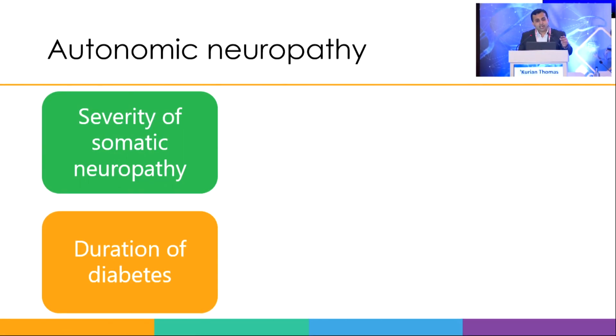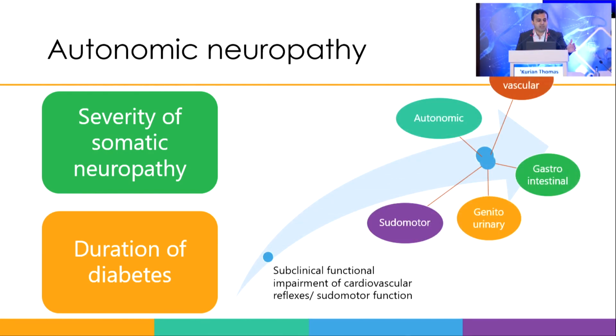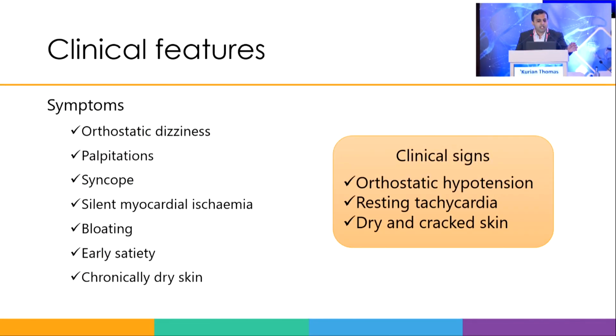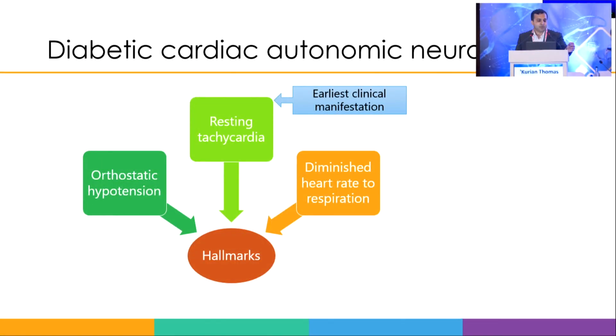So autonomic neuropathy, again a manifestation of small fiber neuropathy, depends upon the severity of the somatic neuropathy and how long the patient has had it. The patient may present with cardiovascular involvement, gastrointestinal involvement, genitourinary involvement, or pseudomotor involvement. The cardinal feature of cardiovascular autonomic involvement is resting tachycardia, which is the earliest sign. In addition, the patient can have orthostatic hypotension with a drop of 20 millimeters of mercury on standing up. There will be a diminished heart rate variability to respiration and to the Valsalva maneuver.